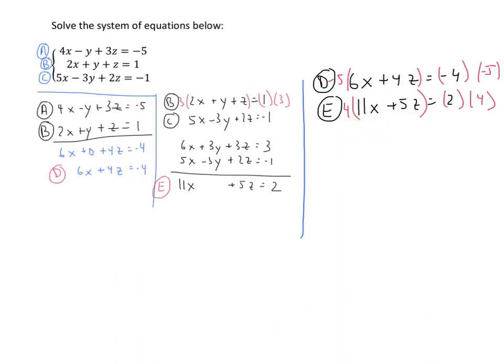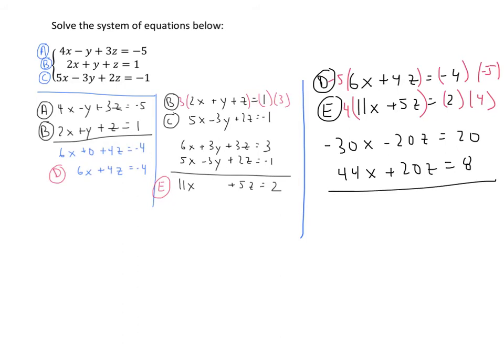Okay, so let's add these, or let's do the multiplication. We've got negative 30x minus 20z is equal to 20. And then on the bottom, the second equation, we're going to get 44x plus 20z is equal to 8. If I add these together, let's see what we get. We're going to get positive 14x. The z's are eliminated, is equal to 28. Right? And if I divide both sides by 14, I get the x value of 2.